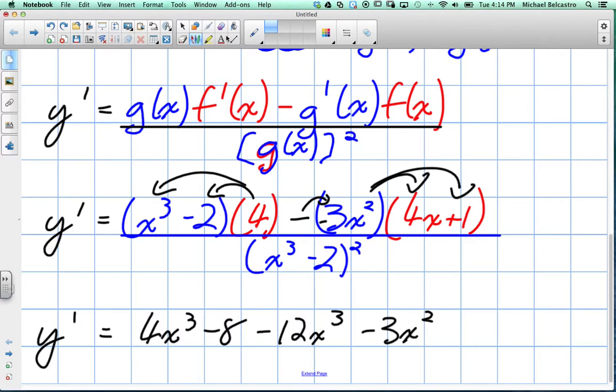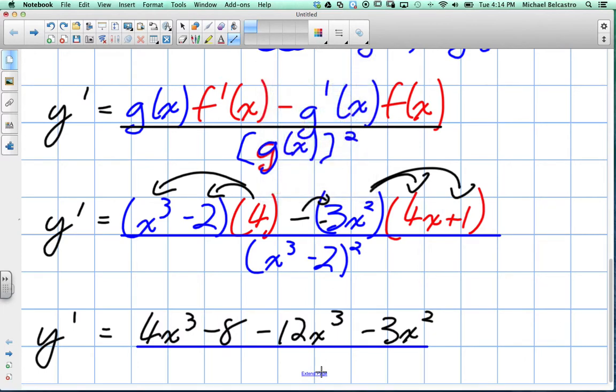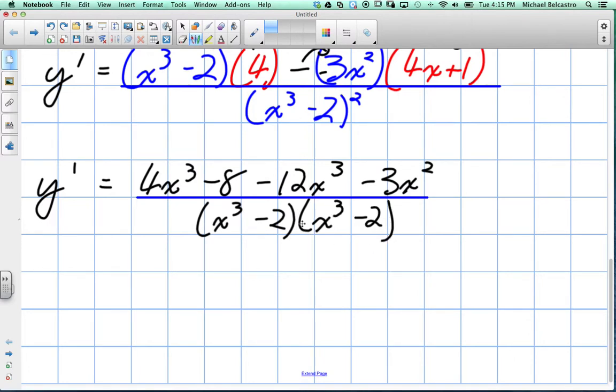So now we know we have some like terms on top, and on the bottom, I guess we'll leave that in blue. On the bottom, we'll do one step at a time. It's the same as writing this binomial twice. So essentially that's our FOIL, if you remember doing FOIL.